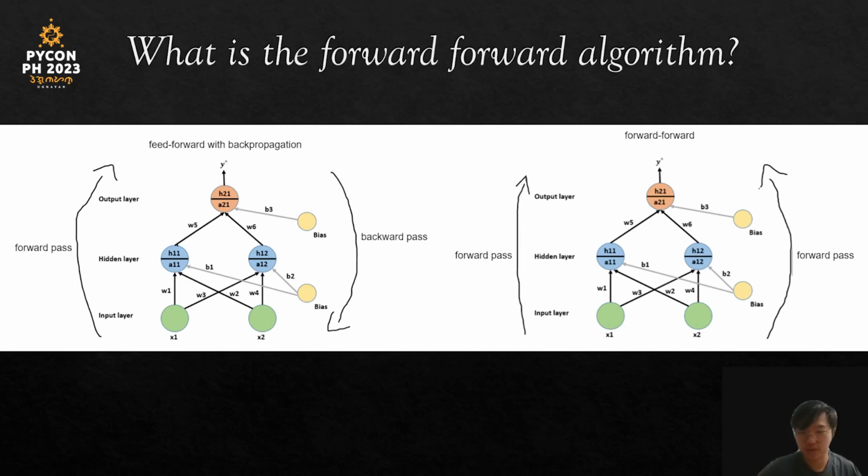What you're seeing here is, on the left, feed forward with backpropagation, where we're very comfortable with one forward pass and then a backward pass computing the gradients. However, in the forward-forward algorithm, we do not have any backward passes. We only have two forward passes, one being the online phase and the other being the offline phase.